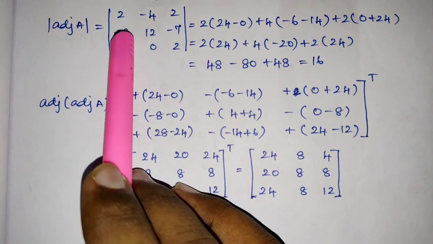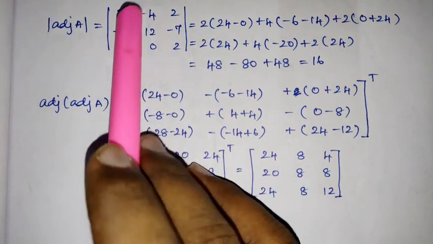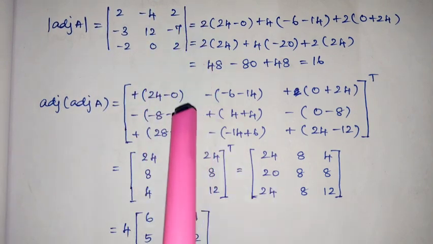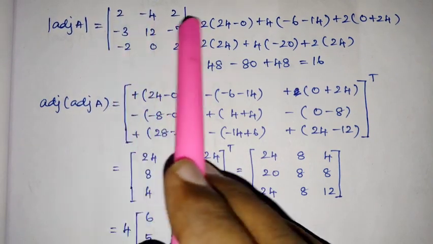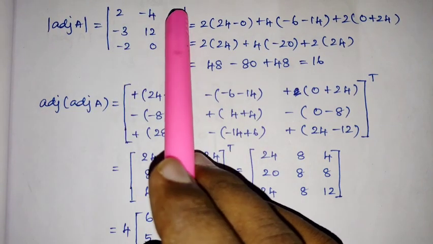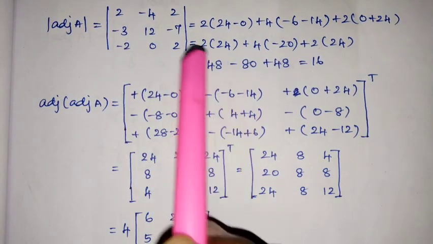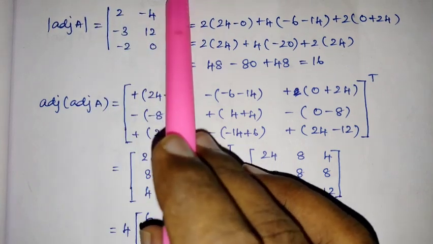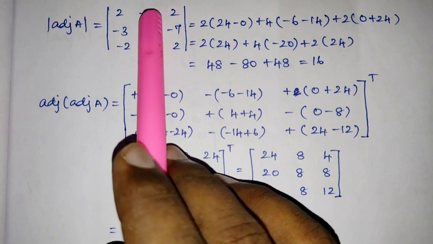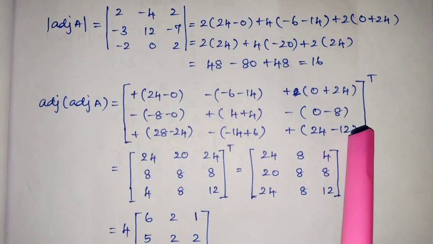Now second row first element, so leave this row and column. 4 minus 4 into 8 is minus 8, minus 0 into 2 is 0. Middle element, leave the row and column. 2 into 2 is 4, minus 2 into 2 is minus 4, so it is plus 4. Then the third element, leave this row and column. 0 into 2 is 0, minus 2 into minus 4 is 8.